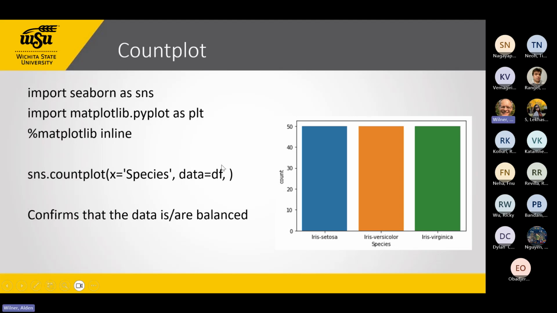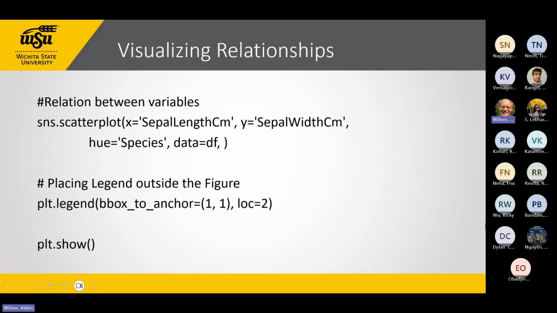Anyhow, so this confirms, in any case, we do a count plot, gives us a bar chart of how many we have in each one. Of course, clearly it's 50, 50, 50. We want to visualize the relationships between the variables. So we can start doing scatter plots. We say we want a scatter plot with this. The X column, we plot the sepal length. On the Y column, we plot the sepal width.